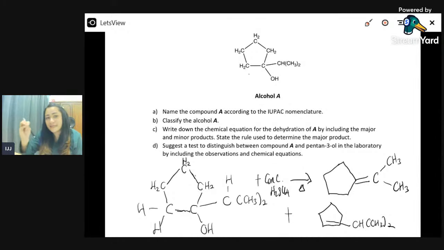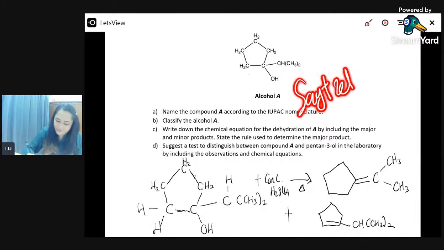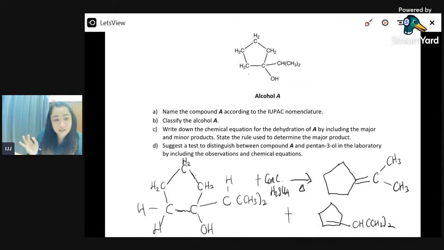So major product tu lebih banyak terhasil lah. So which one is going to be major, which one is going to be minor. This is when you need to use a rule. So rule itu nama dia ialah CZ rule. CZ rule ni kita pakai untuk determine which one is your major, minor alkene. Okay, so if you look at the structure, CZ rule saying that the one going to be your major product is alkene with more substituent.